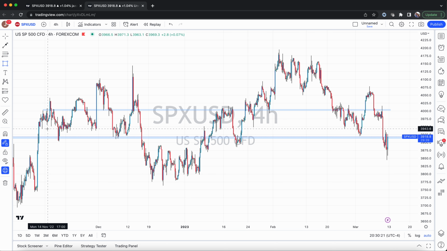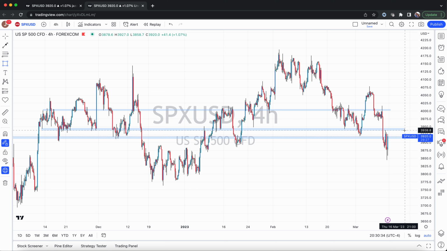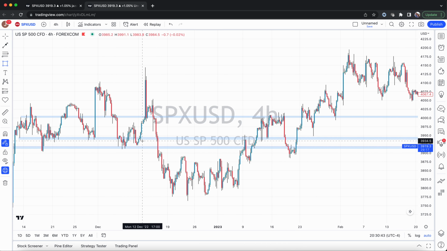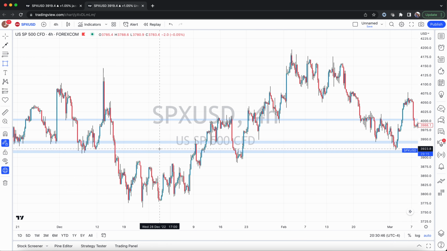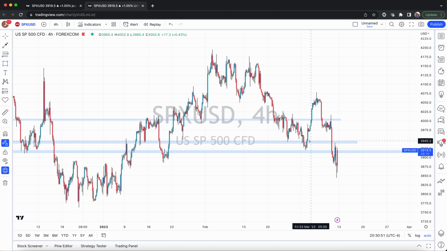So if you notice, I don't really go for all wicks. I want to see body closes as well, because wicks will just fall in the zone anyways. So I think this is a good area as well. We have a lot of bounces here, some rejection here, and then bounce here, rejection, bounce, bounce, bounce. It's rejecting here right now.